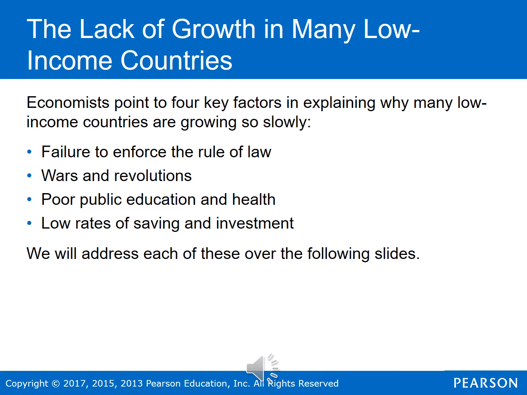The economic growth model predicts that countries that were very poor in 1960 should have grown rapidly over the next 50 years. And as we saw, some did, but a lot of them did not. So why are many low-income countries growing so slowly? Now, there's no single answer because a lot has to go right. Most economists point to 4 key factors.